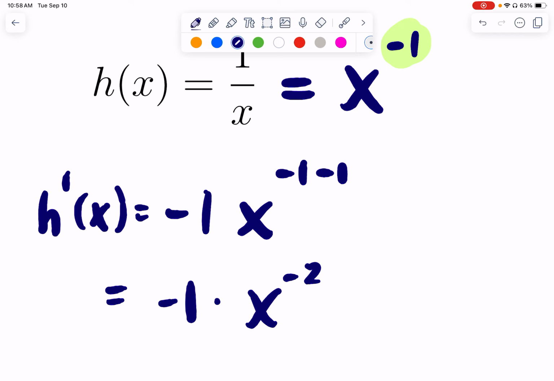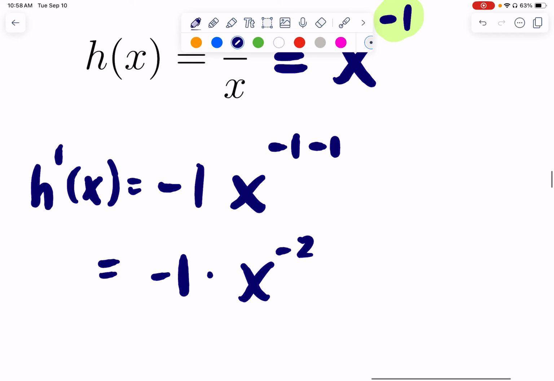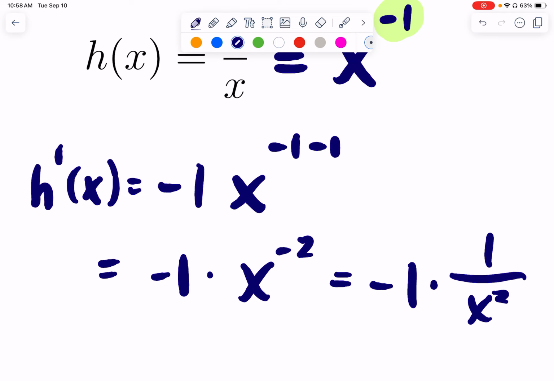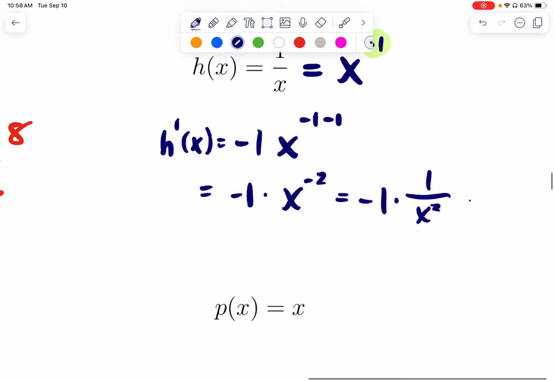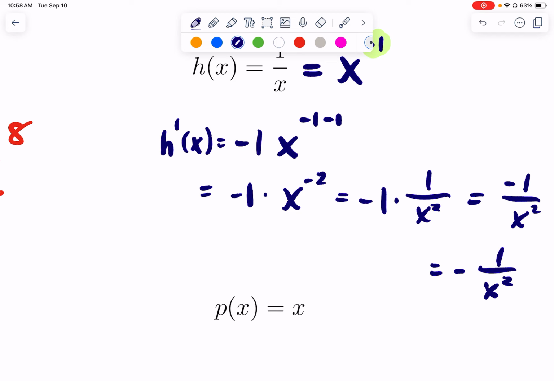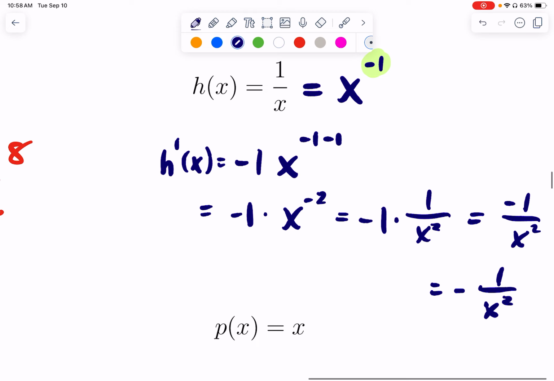And depending upon the context, you might be able to get away with just leaving your answer like this. But we're going to be using derivatives to answer problems. And if you don't really know what this means, you probably won't be able to finish the problem. So let's remind ourselves. x to the negative 2 means 1 over x squared. And probably the nicest way to write this whole thing is just negative 1 over x squared. Or some people would put that minus in front. Negative 1 over x squared, either way.